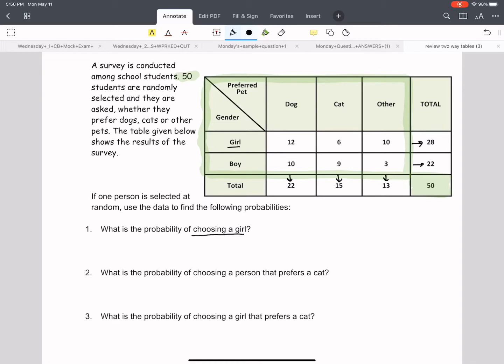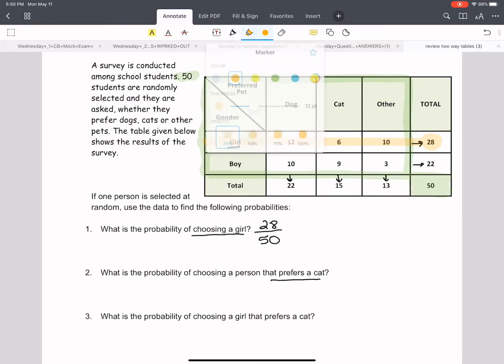So when they say what's the probability of choosing a girl, I'm going to highlight what I would focus on. I would go to the girl column and I would pick 28 out of all the people asked, 50. That's the probability of choosing a girl. Now, they will ask you, and that's it. So what is the probability of choosing a person that prefers a cat? Now they're talking about preferring a cat, and that's it.